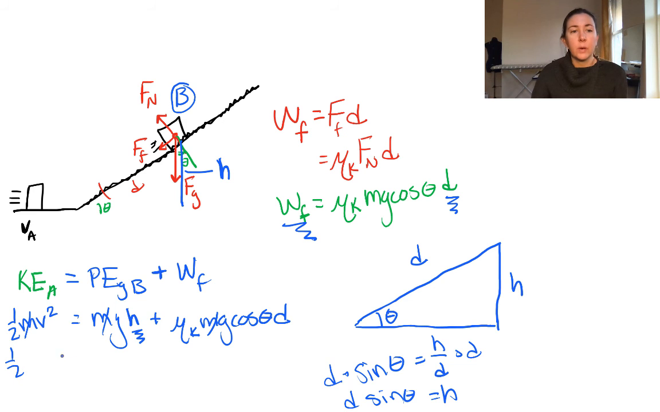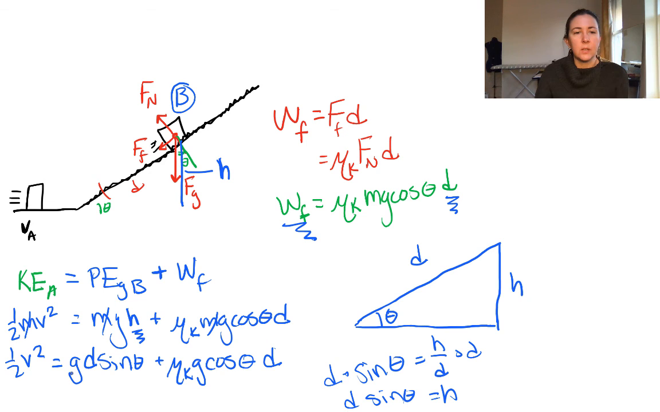1/2 v squared equals g, gravitational field strength, times the distance that the block travels up the ramp, times the sine of theta, plus mu sub k, g, cosine theta times d. You can see there's a g times d in both of these terms. Now it's just simply solving for this d, the distance it travels up the ramp.